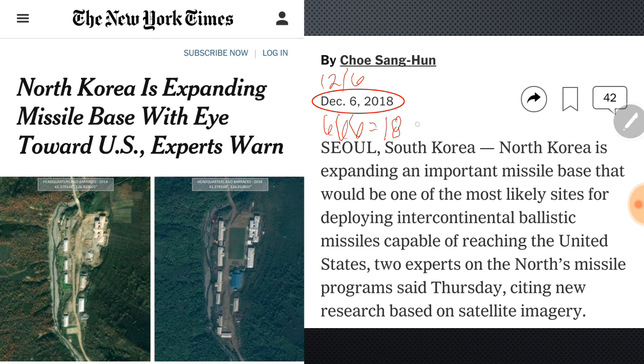It equals 18. 1 plus 8 equals 9. So you have 9, and then guess what? 2 plus 1 plus 8 is 11. 9, 11. So they're already predicting, they're already showing you that this is going to happen. This is 9/11. This is the next 9/11. It's right here in front of you.